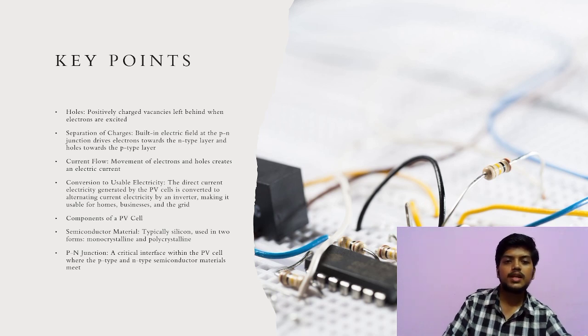Separation of charge. A built-in electric field at the p-n junction drives electrons towards the n-type layer and holes towards the p-type layer. Conversion to usable electricity. The direct current electricity generated by the PV cells is converted to alternating current electricity by an inverter, making it usable for homes, businesses, and grids.